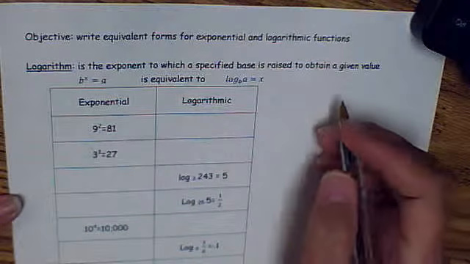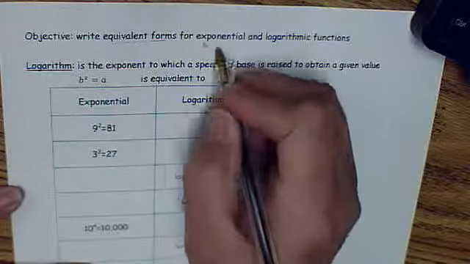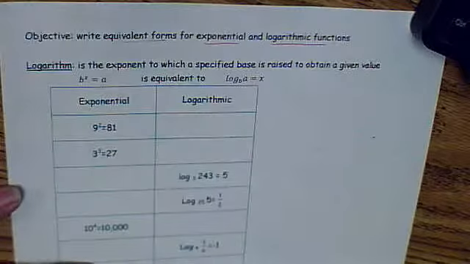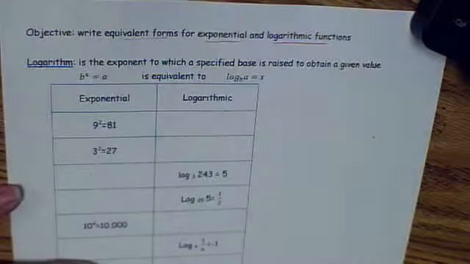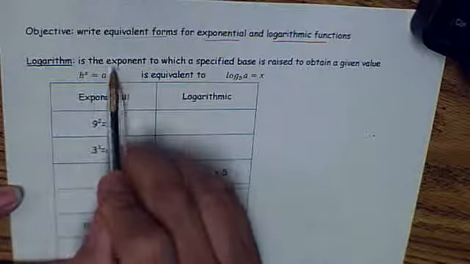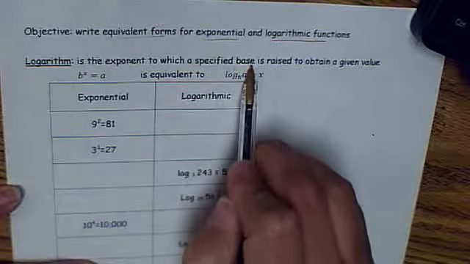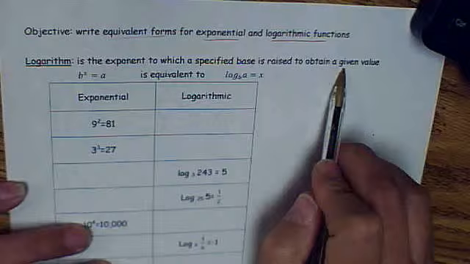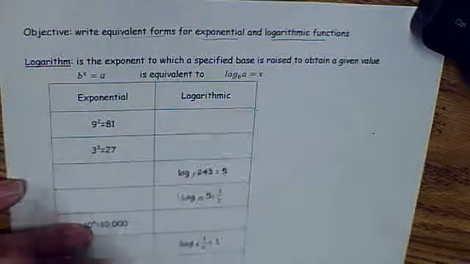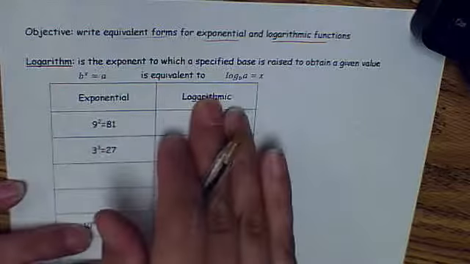So our objective today for Algebra 2 is to write equivalent forms for exponential and logarithmic functions. A logarithmic function is just an exponent. A logarithm is the exponent to which a specified base is raised to obtain a given value. And what we're going to focus on in this first part is rewriting from exponential to logarithmic.